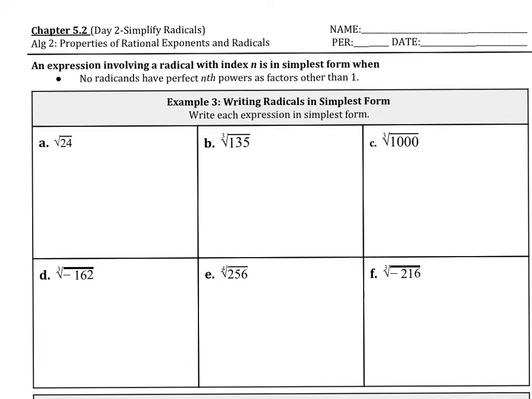So let's discuss letter A, square root of 24. We are going to write this in simplest form if we can. We start with making prime factors for 24. I'm going to use a factor tree for that. And here I got 2 times 2 times 2 times 3. So these are the end numbers and they are prime factors for 24.